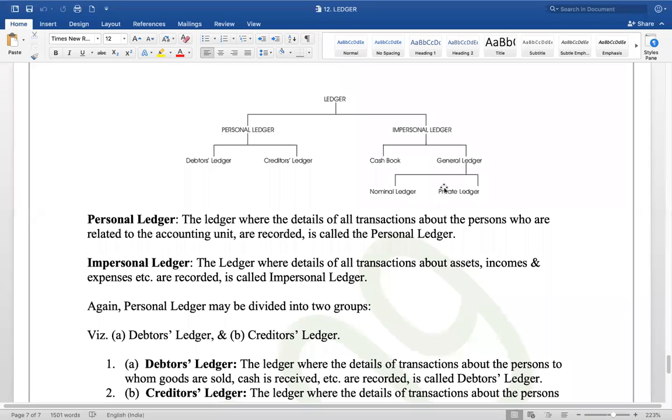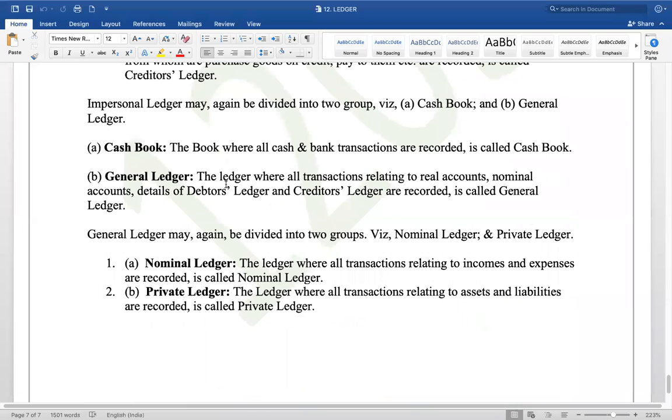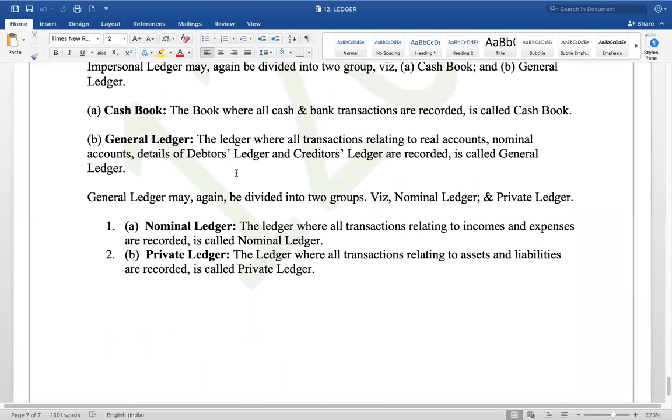Then general ledger is again divided into nominal ledger and private ledger. It's like this. All this we have discussed here, right?